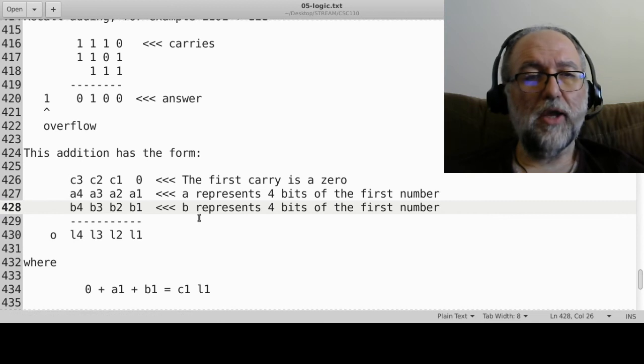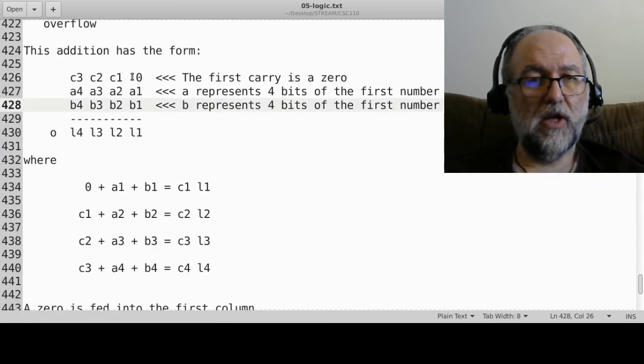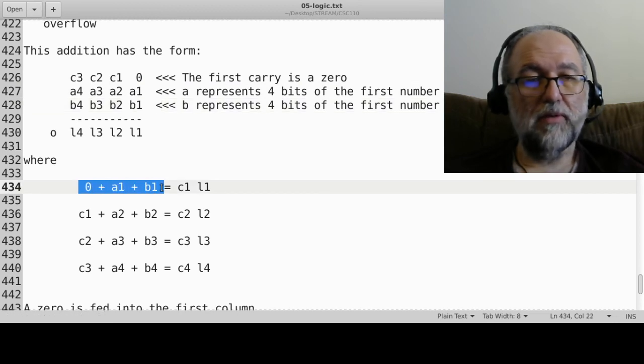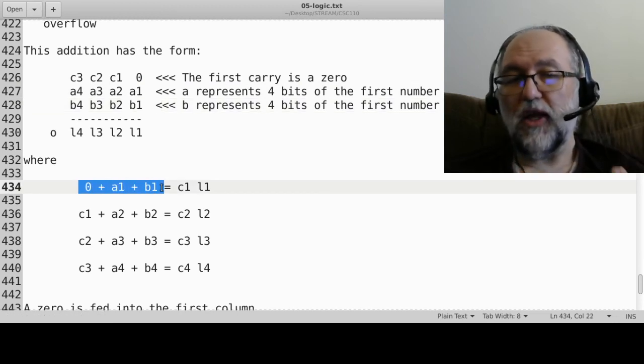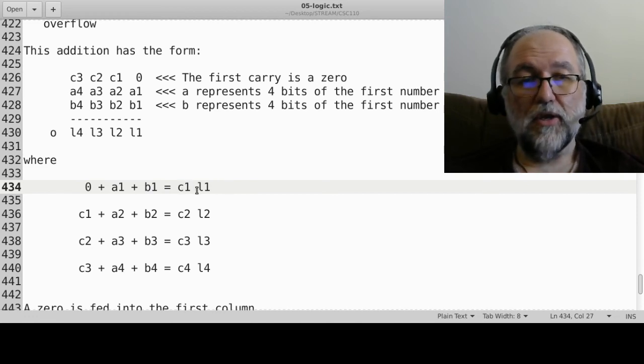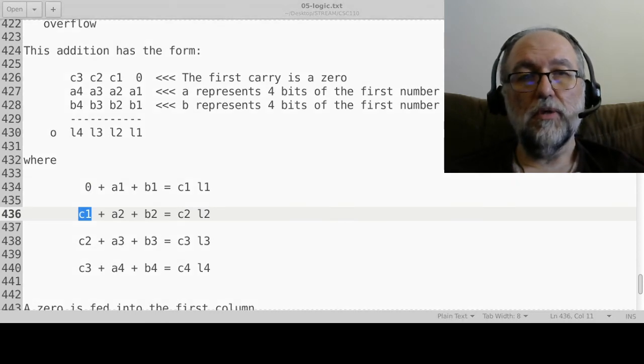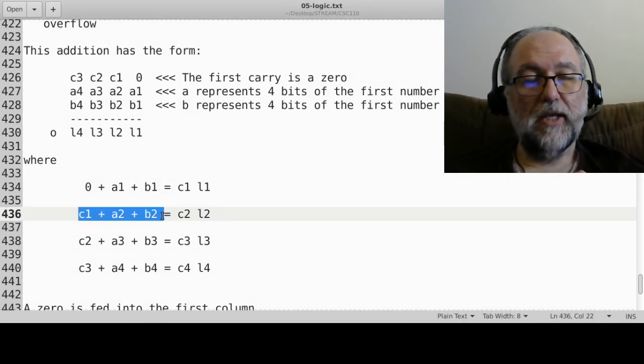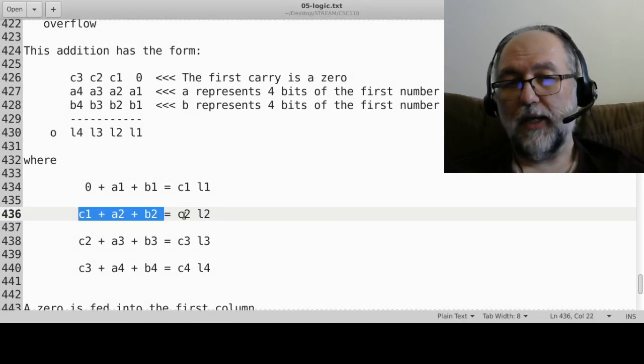Okay, and now let me go through how you do the addition. You start off with the first column, so you do 0 plus A1 plus B1, and what do you get? You get 2 things out. You get L1 and carry C1. All right, and then you take that C1 and you bring it into the second column, and you do C1 plus A2 plus B2, and what are you going to get?